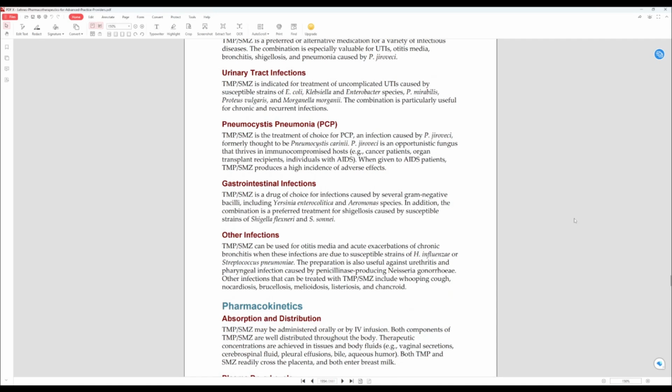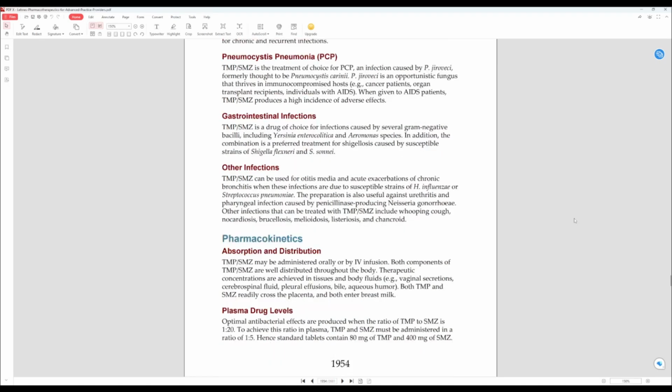TMP-SMZ is indicated for the treatment of uncomplicated UTIs caused by susceptible strains of E. coli, Klebsiella, and Enterobacter species, P. mirabilis, Proteus vulgaris, and Morganella morganii. The combination is particularly useful for chronic and recurrent infections.